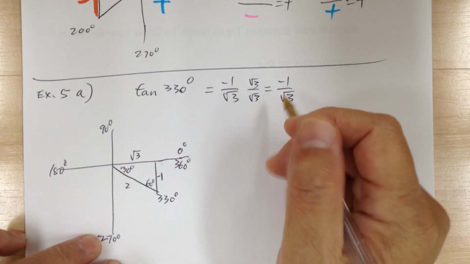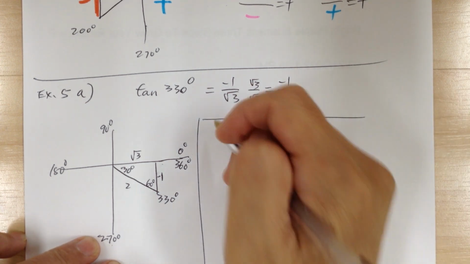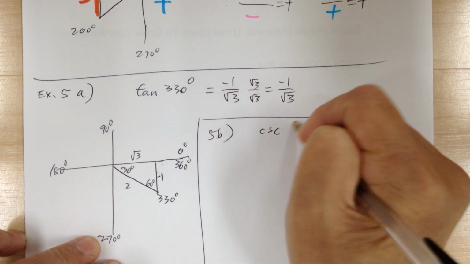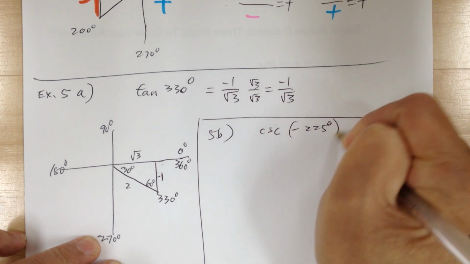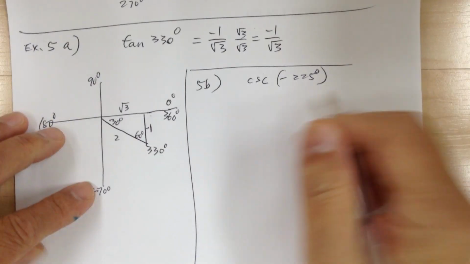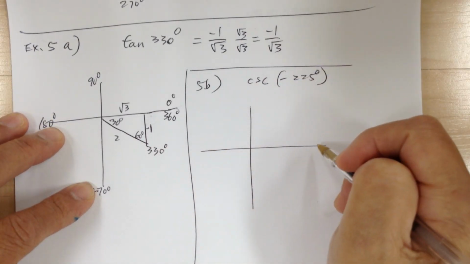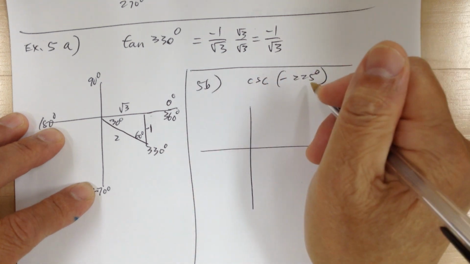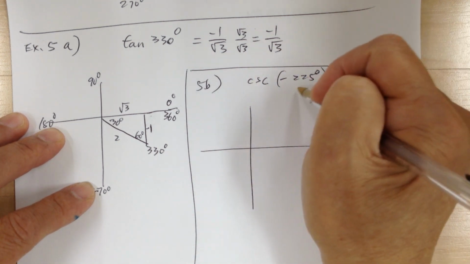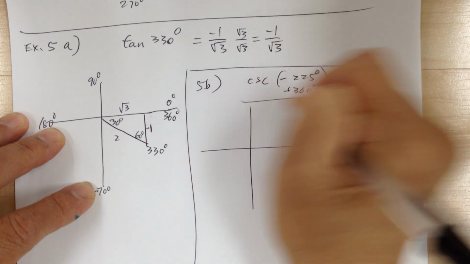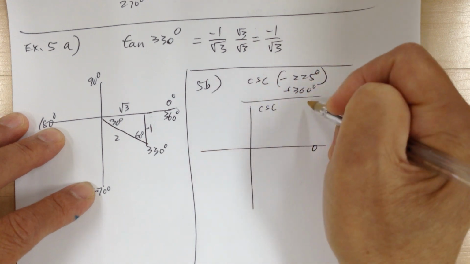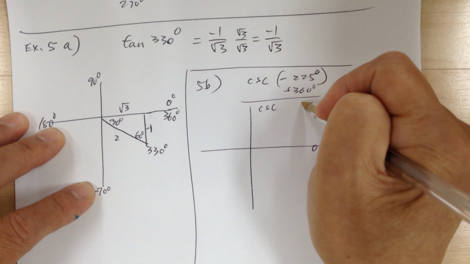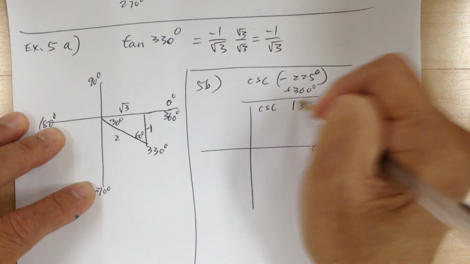Now let's go and do 5B. You're looking for cosecant of negative 225 degrees. So again, first let's go and draw our triangle. So here's your 0. We're going this way. I don't like 225, so I'm going to add 360. So this is equal to cosecant of 135 degrees.